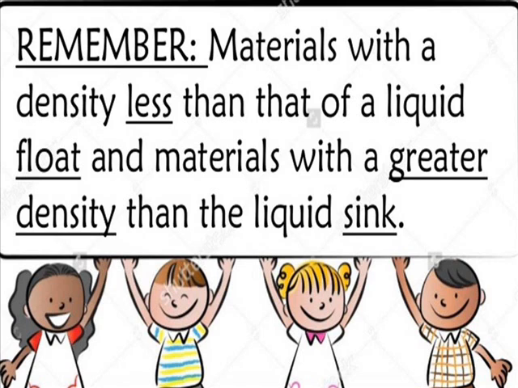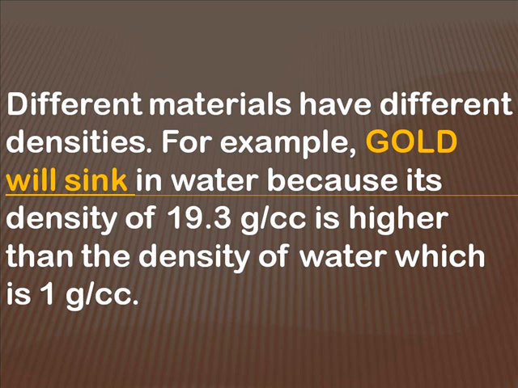Remember, materials with density less than that of a liquid float, and materials with a greater density than the liquid sink. Different materials have different densities. For example, gold will sink in water because its density is 19.3 grams per cubic centimeter, higher than the density of water, which is 1 gram per cubic centimeter.